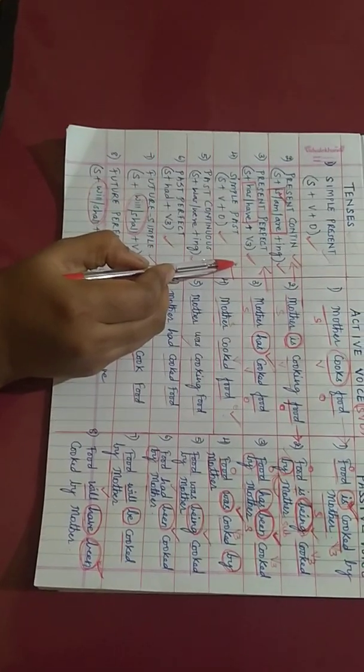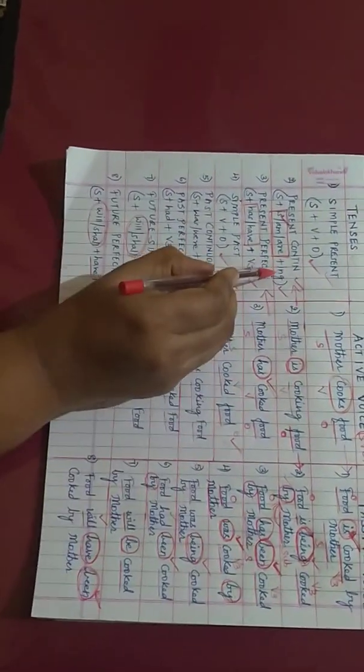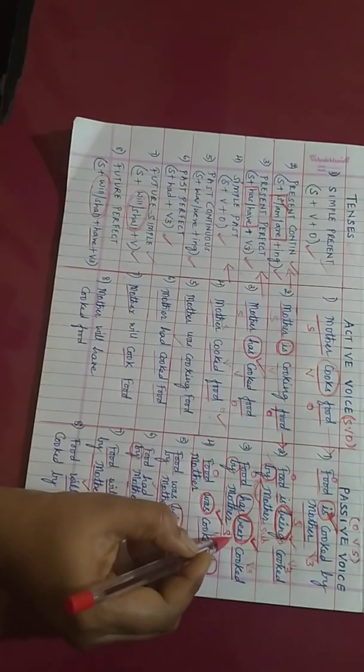Now in present tenses we have, in simple present, remember you need to add is. In present continuous, remember being you have to add. And in present perfect, remember you have to add been. So this is what you have to remember.